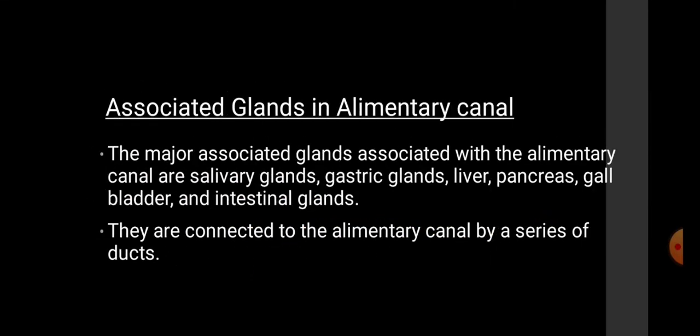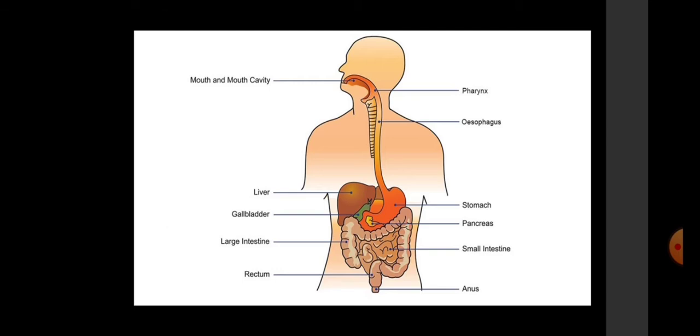The associated glands are the salivary glands, gastric glands, liver, pancreas, gallbladder and intestinal glands. These glands give out their secretions with the help of ducts, and these ducts empty their secretions into the alimentary canal. This is a picture of the alimentary canal and the associated glands.